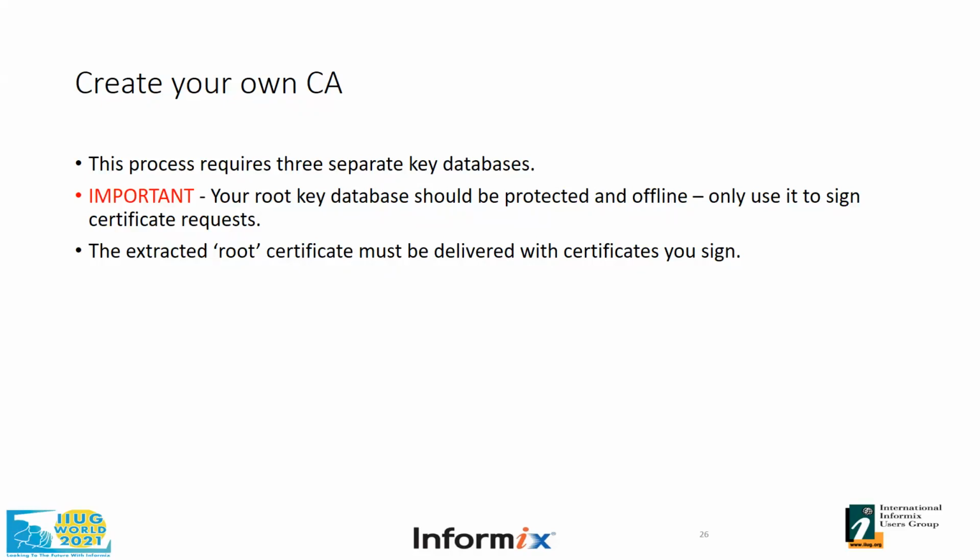So the extracted, in this case, we're going to have a chain of only one root certificate, and you have to extract that root certificate and deliver it to whoever asked you to sign a certificate. So if you get a certificate request asking you to sign it, you have to not only return the signed certificate, but you have to return the extracted root certificate that you used to sign that certificate. Again, this is only the public part of the certificate. It's not the private part.